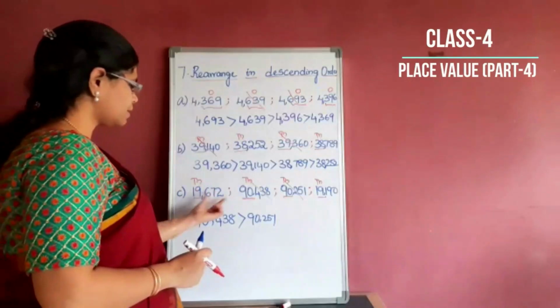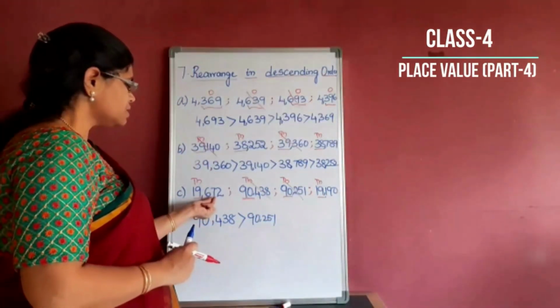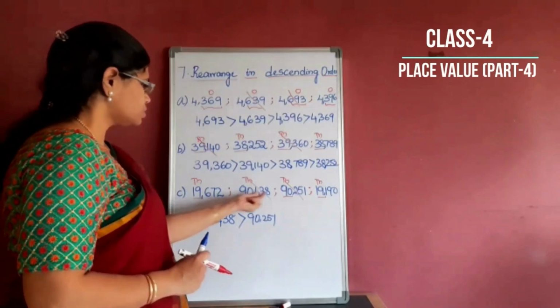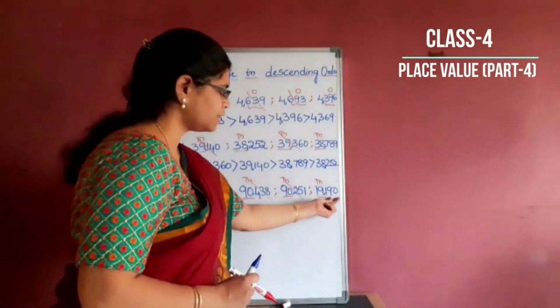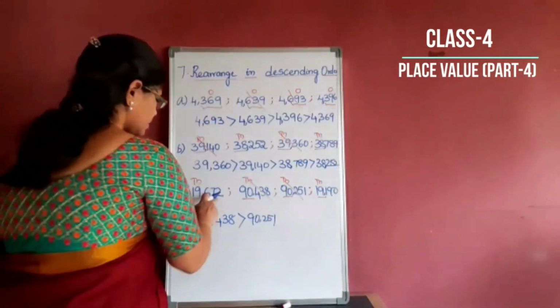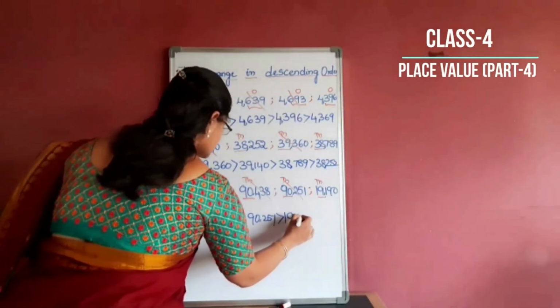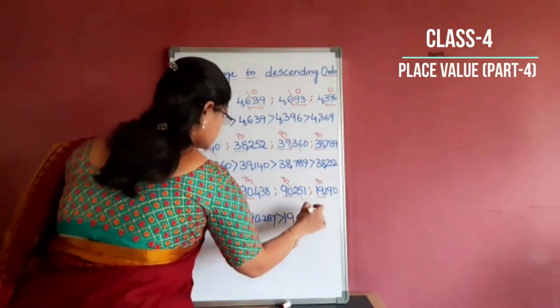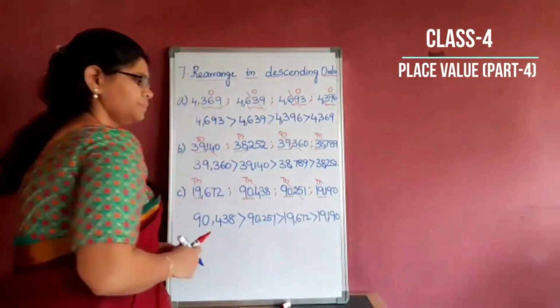Now let us compare these two numbers. This is 19,672. This is 19,190. 672 or 190, which is bigger? This is bigger. So this comes next as 19,672, which is greater than 19,190.